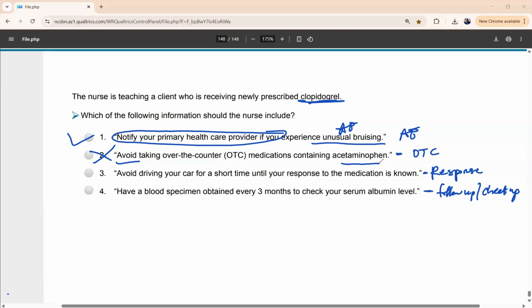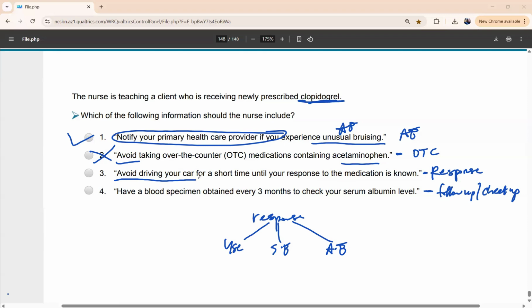All right. So now the third one is testing your ability to understand response. Now, when you want to understand response, response is related to three things. Response is related to the use of the medication. Response is related to the side effect, and response is related to the adverse effect. Right. So now, when the question is talking about this particular response, we can say, oh, that is related to side effect. It's not related to the use, because it's talking about avoid driving your car.